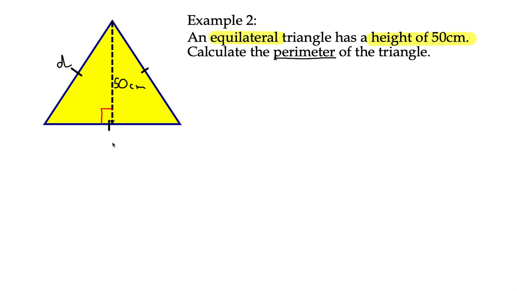One of the strategies that I've suggested before is actually just redraw half of the triangle. So what I'm going to do is redraw the left hand side and put in some information. So I know that that's 50 centimeters. I know there's a right angle there, and I'm trying to work out D.